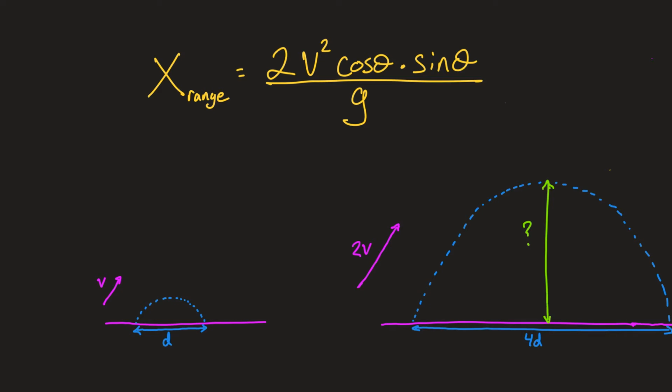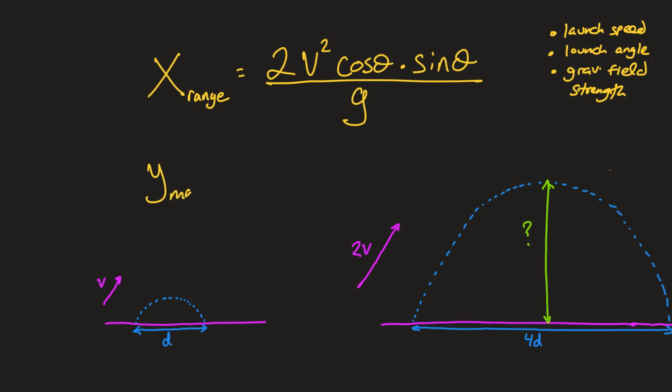and I'll give you a hint here, you're also going to have launch speed, you're going to have launch angle, and you'll have the gravitational field strength. All three of these things will show up in a specific equation that would allow you to predict the maximum height. And we'll write it right here, y max. We've seen this before in one dimension. Give it a shot here now and see if you can get it, and then I'll show you the result. Pause the video and try that.